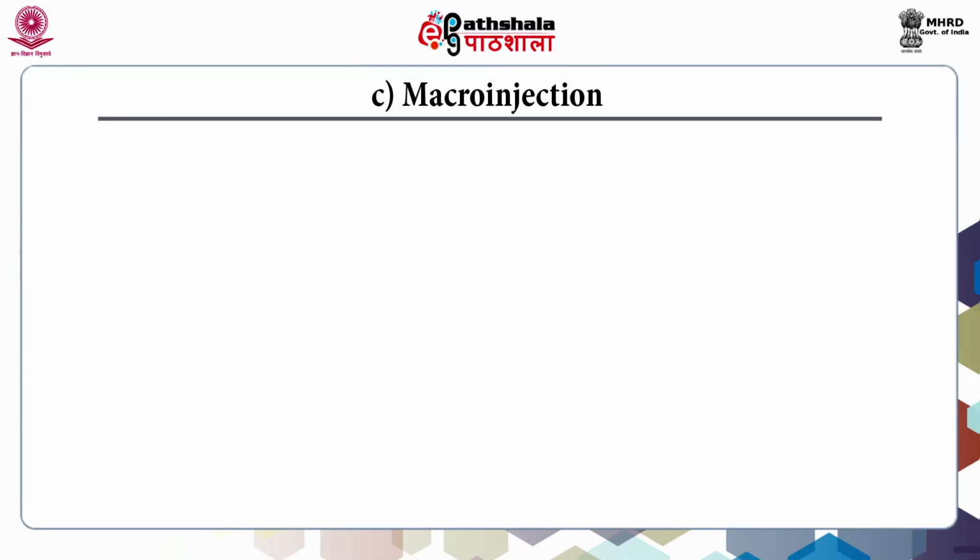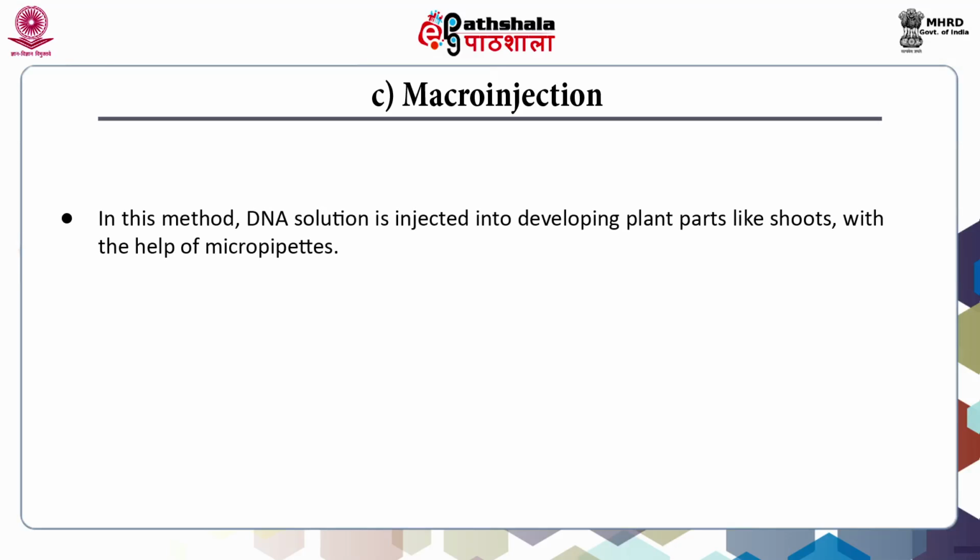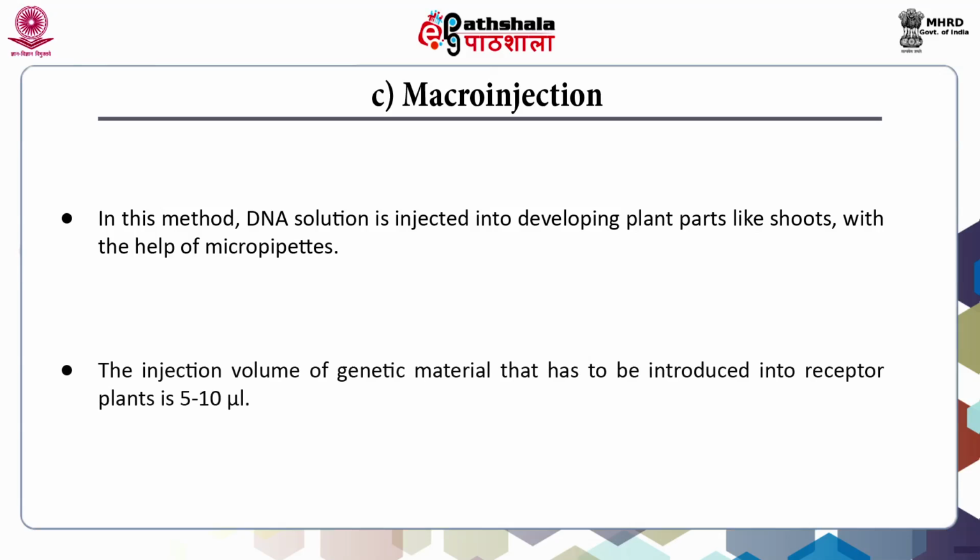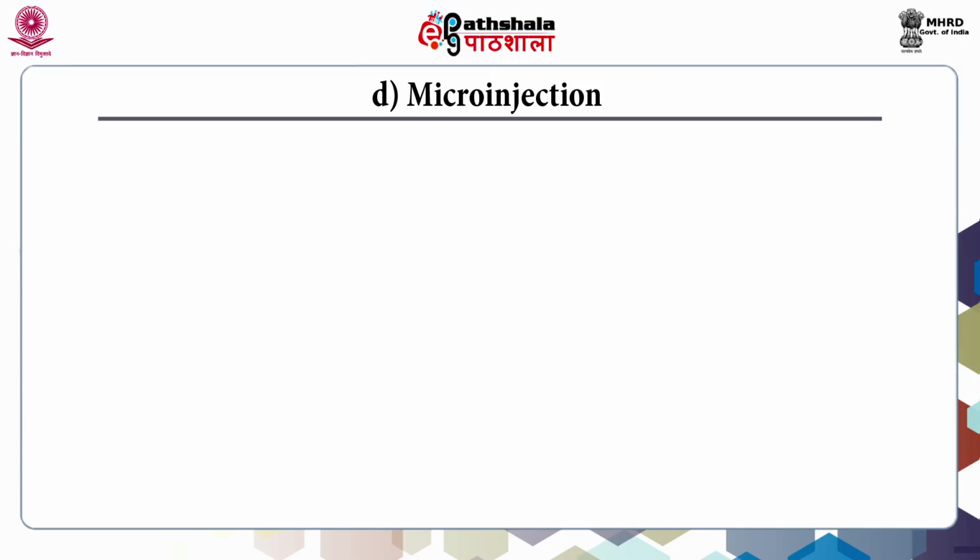The third method of physical transfer is macroinjection. It is a very simple method. In this method, DNA solution is injected into developing plant parts, and those plant parts can be shoots. The DNA solution is injected with the help of micropipettes. The injection volume of genetic material lies between 5 to 10 microliters. The next method is microinjection. This is also a simple method.